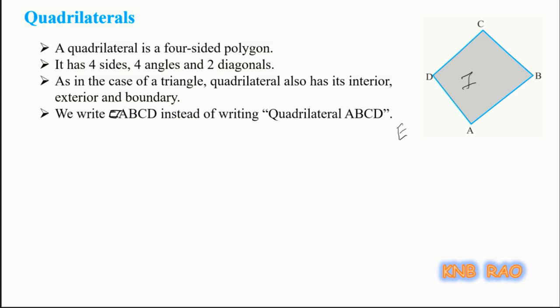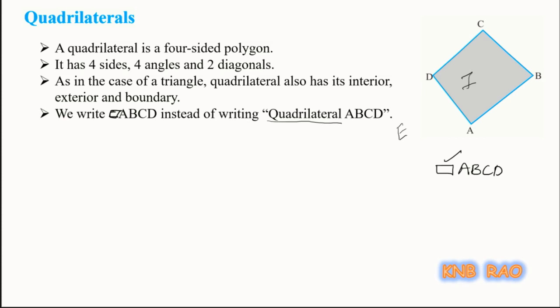To represent quadrilateral ABCD, I write a small four-sided sketch followed by ABCD in the same letter order. We should follow the letter order. We should not change the letter order of the vertices. So if I want to write quadrilateral ABCD, instead of writing the entire word quadrilateral, I use this symbol.